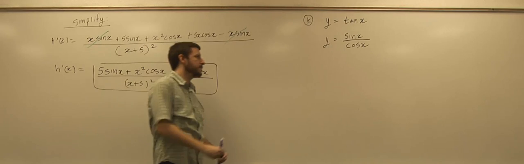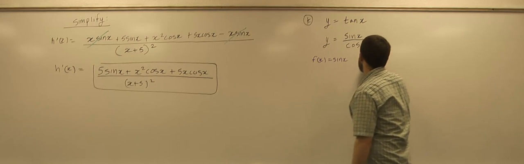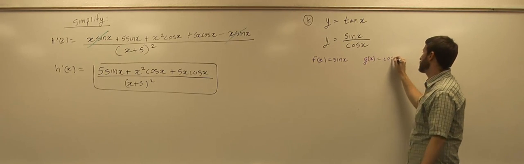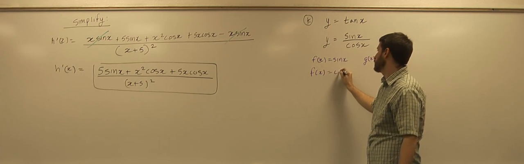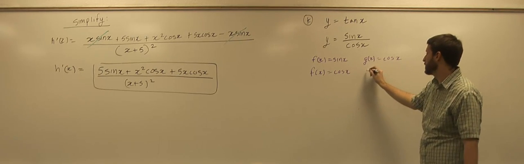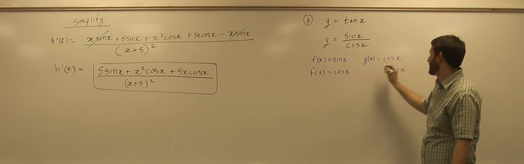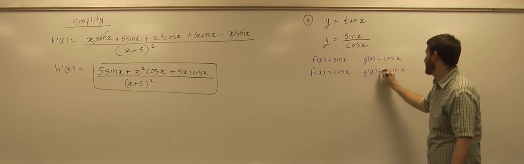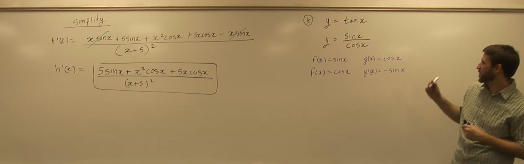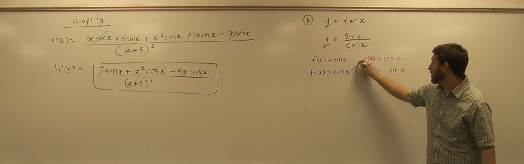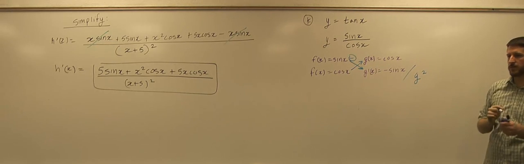F is the top, G is the bottom. F of x equals sine x. G of x equals cos x. Derivative of sine, regular cos. Derivative of cosine, negative sine. Get it? It's got a negative sign. Then you multiply up, down, subtract, divide by g squared.